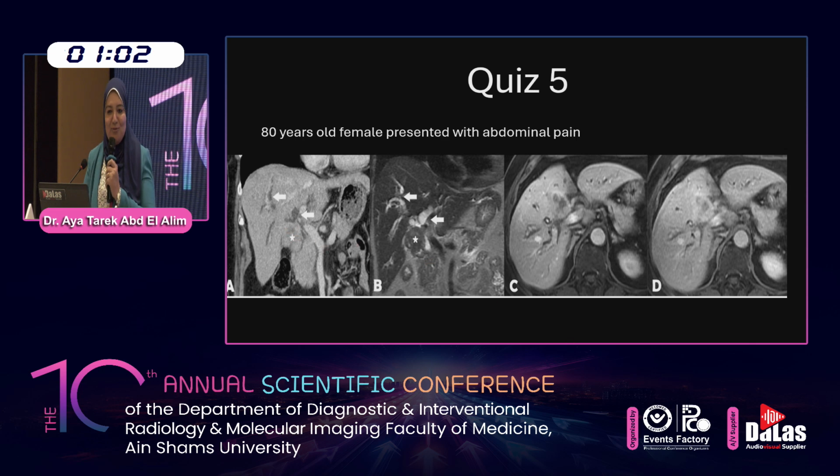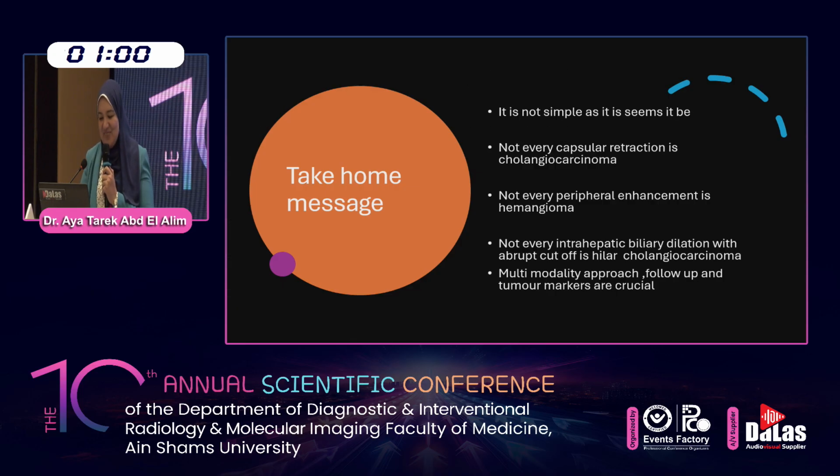My take-home message is that it's not as simple as it seems. Everything in radiology looks the same, so we must depend on other criteria like capsular traction, and please, not every capsular traction is cholangiocarcinoma. Not every prominent peripheral enhancement is hemangioma. And not every intrahepatic dilatation with cut-off is hilar cholangiocarcinoma. A multimodality approach is our clue, and follow up with tumor markers.